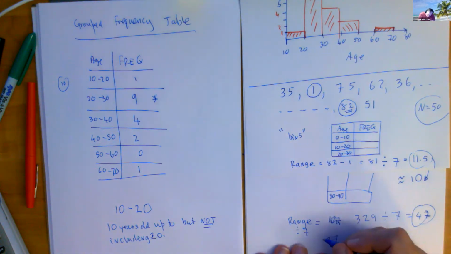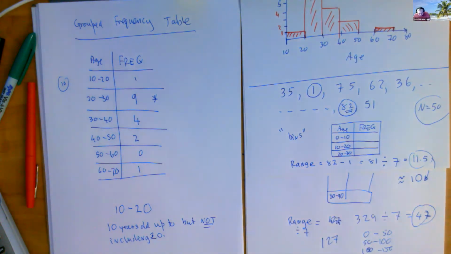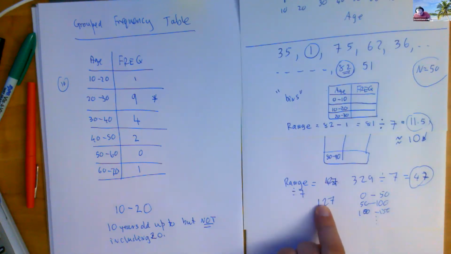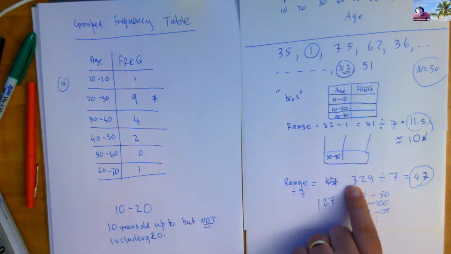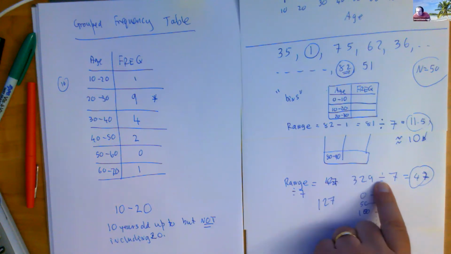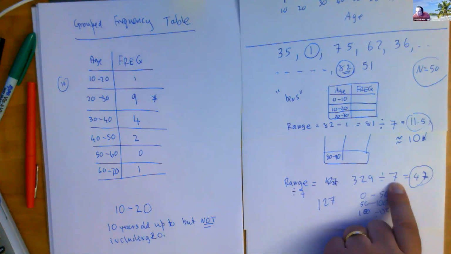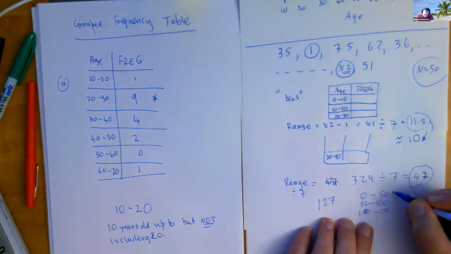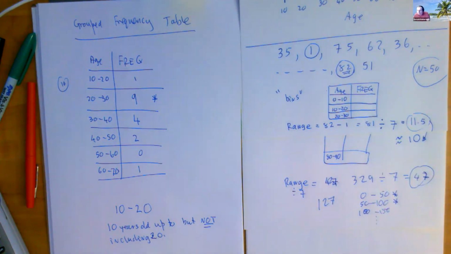What about if 127 was my smallest number? Can you imagine that might happen? I've got a big load of data, and the biggest to smallest had a range of 327. I divided by this just made up number 7, and it allowed me to decide that. Would I use these two groups? Would I need 0 to 50 and 50 to 100? I don't necessarily need them.